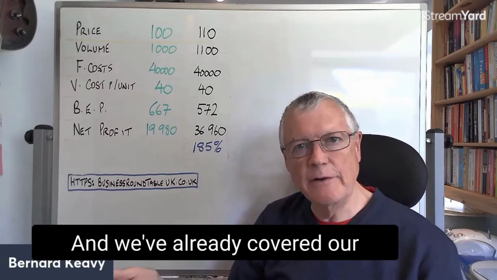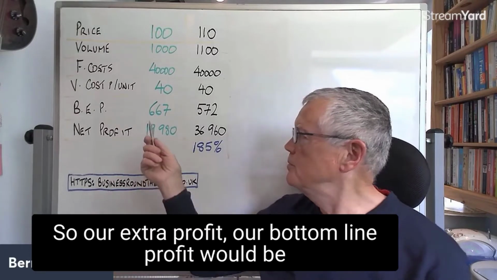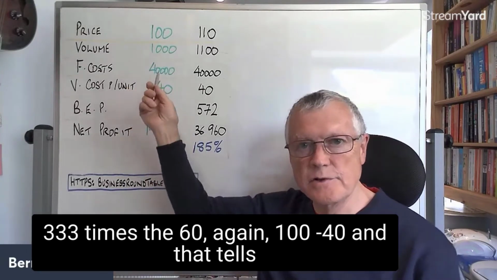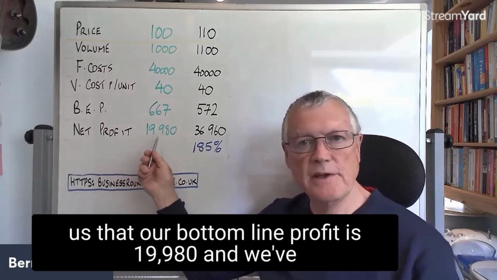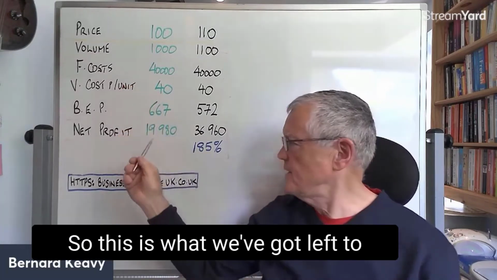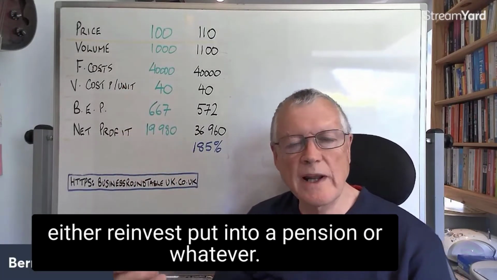And we've already covered our overheads because we've broken even. So our extra profit, our bottom line profit, would be 333 times the 60 again, 100 minus 40. And that tells us that our bottom line profit is 19,980. And we've already probably paid ourselves some wages here. So this is what we've got left to either reinvest, put into a pension or whatever.